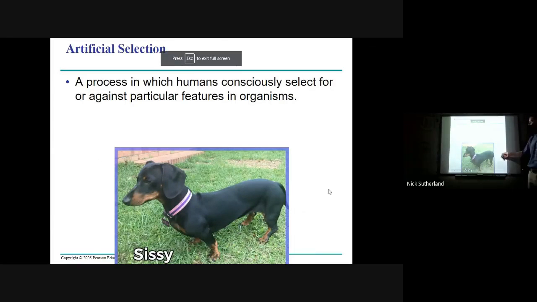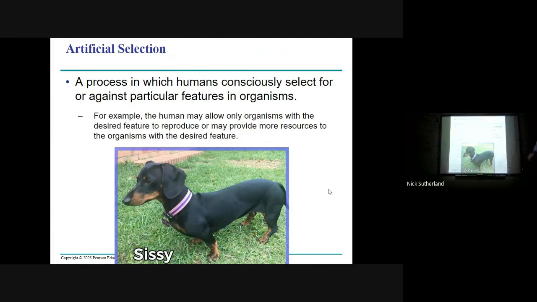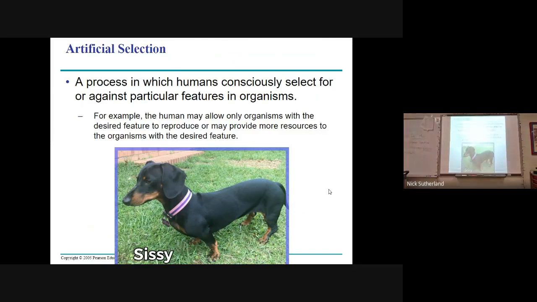One thing we have yet to talk about that I want to at least mention here is something known as artificial selection. The reason we want to talk about artificial selection is because it's a form of natural selection that humans partake in.